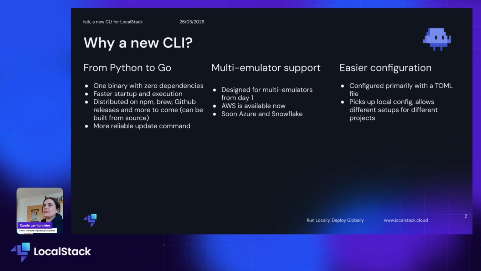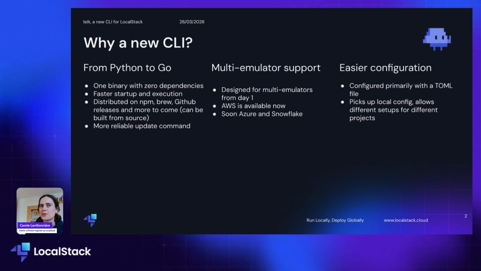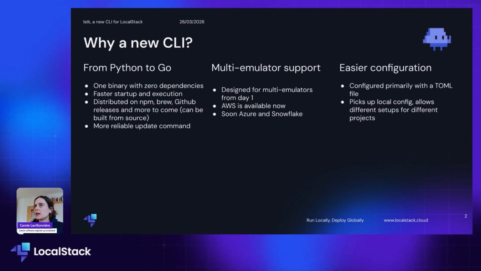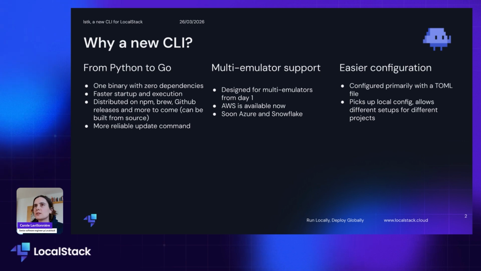Then we designed it to work for multiple emulators from day one. By emulator, I mean you are mostly familiar with the AWS emulator we built, but we also have a Snowflake emulator, and there will be an Azure emulator coming soon. So we want the CLI to work if, maybe, you have infrastructure that's using both Snowflake and AWS, and you want to deploy your resources on those two emulators without needing to choose one or the other, which was the big problem with the legacy CLI.